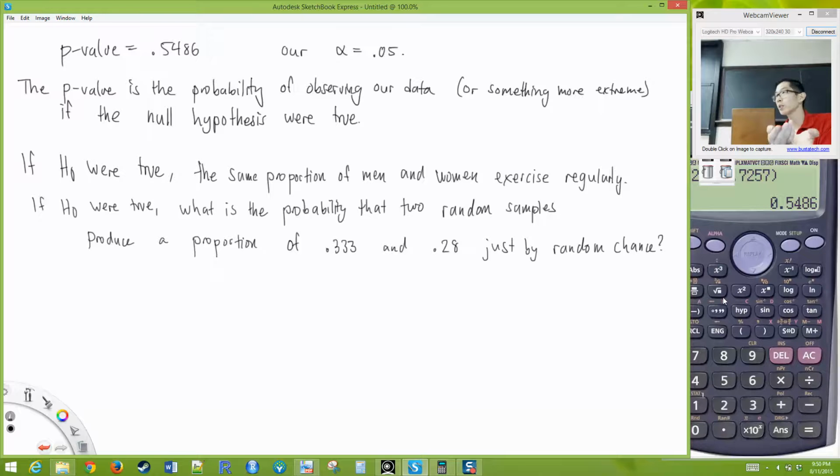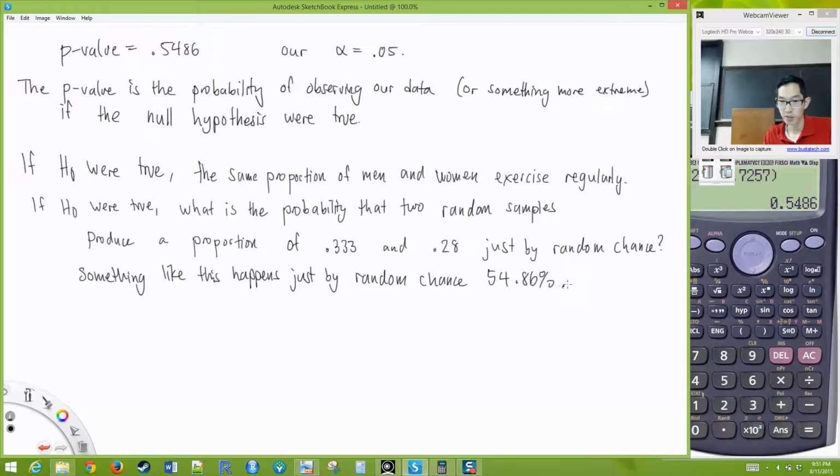Okay, so we ask, what's the probability of something like this happening? And it turns out that probability is our p-value. It happens 55% of the time. So observing a 5 percentage point difference is not that weird, okay? Something like that happens 54.86% of the time just from random chance alone. So it's not that weird, right? That's what this is saying.